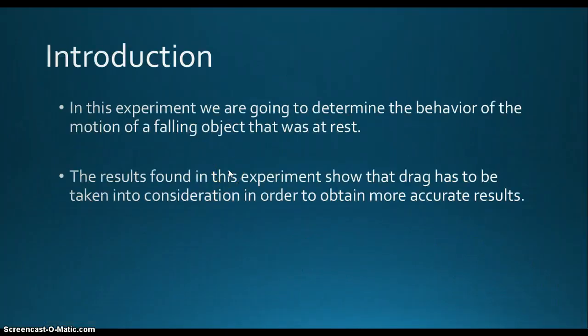In this experiment, we are going to determine the behavior of the motion of a falling object that was at rest, as I said previously. And the results found in this experiment show that drag has to be taken into consideration in order to obtain more accurate results, because drag is always present in the falling of objects, at least here on planet Earth.